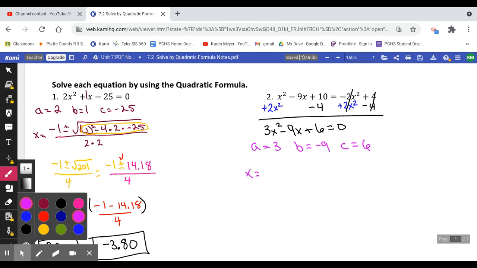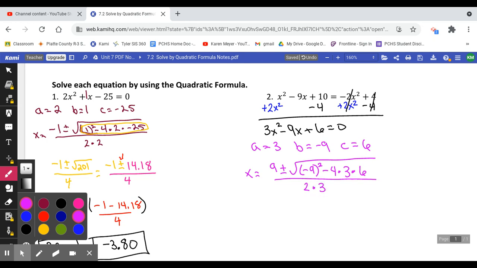So opposite of b, we'll switch negative 9 to positive 9, plus or minus the square root of regular b, which is negative 9 squared. Super important if you're using your calculator to always put negative numbers in parentheses with powers, because otherwise it'll give you the wrong answer. Minus 4 times a, which is 3, times c, which is 6, all over 2 times a, which is 3.